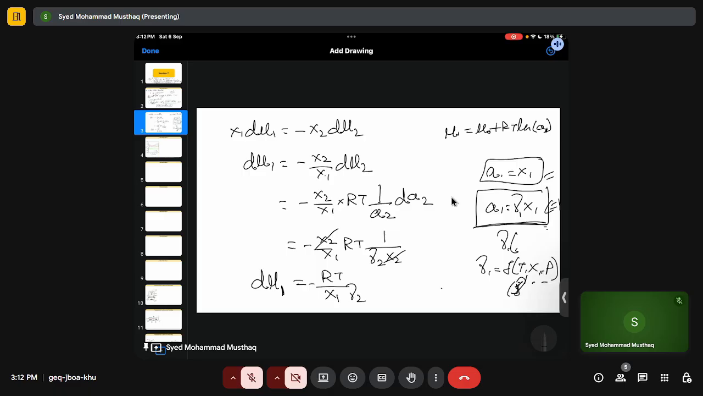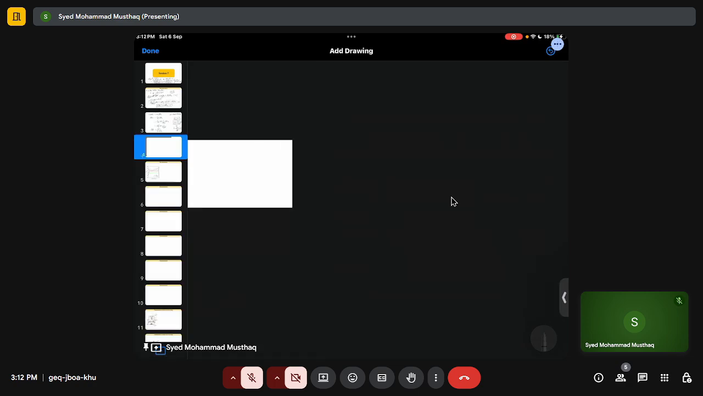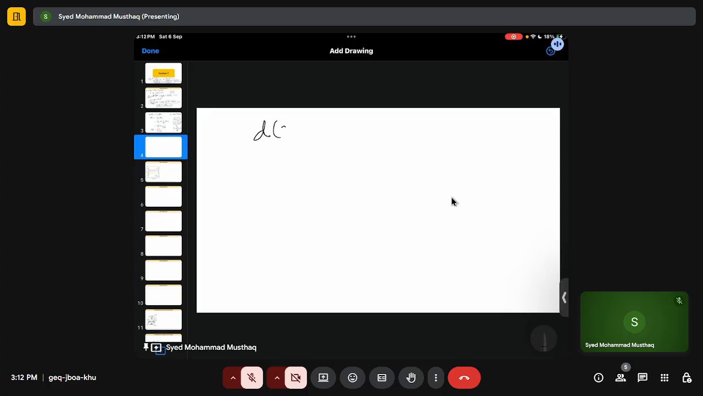Again I have to do the differentiation with A2, like differentiation of activity. So differentiation of activity 2 will be equal to the difference. Let's differentiate it: x2 d coefficient of 2 plus activity coefficient times change in x2.